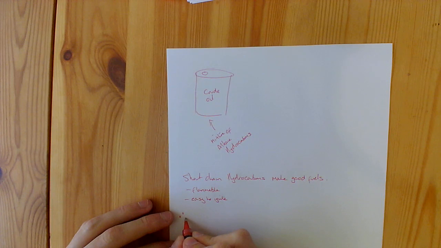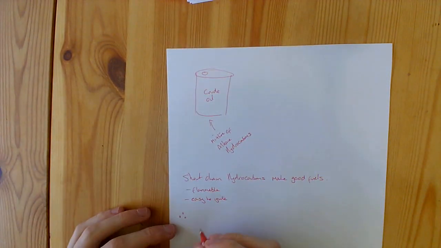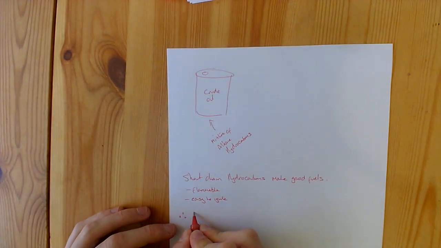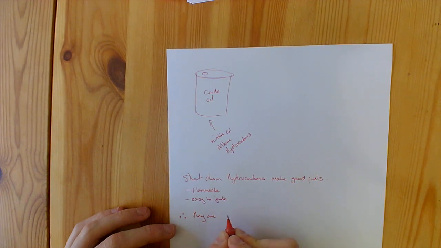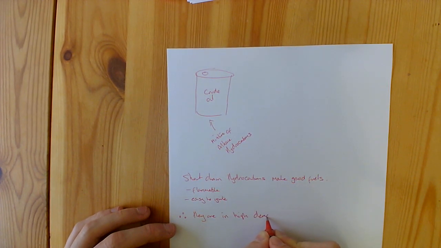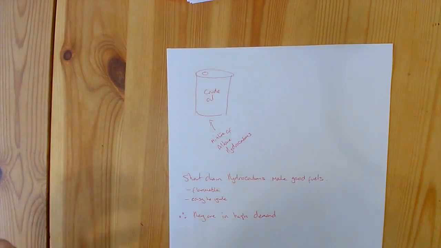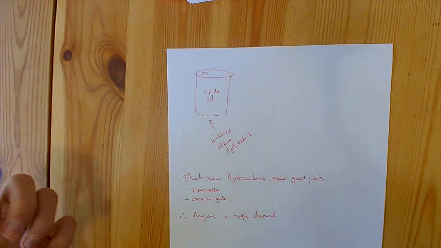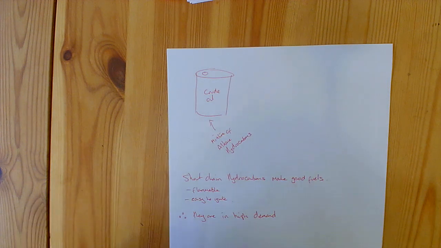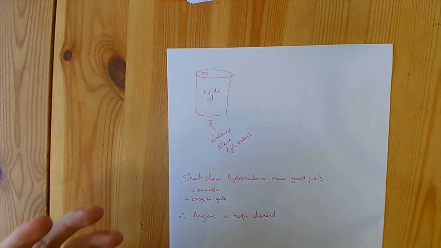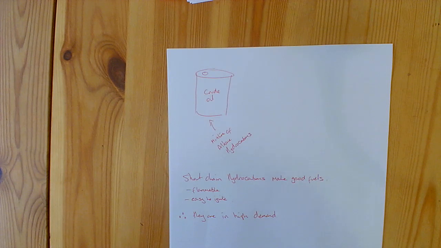And because they got really useful as fuels, they have a high demand. So therefore, they are in high demand. So of all of those fractions that we spoke about that come from crude oil, the short chain hydrocarbons are in much, much higher demand than the long chain hydrocarbons. Now, the long chain hydrocarbons are useful, but not as useful. Because they can't be used as fuels as easily, they've got a much, much lower demand.